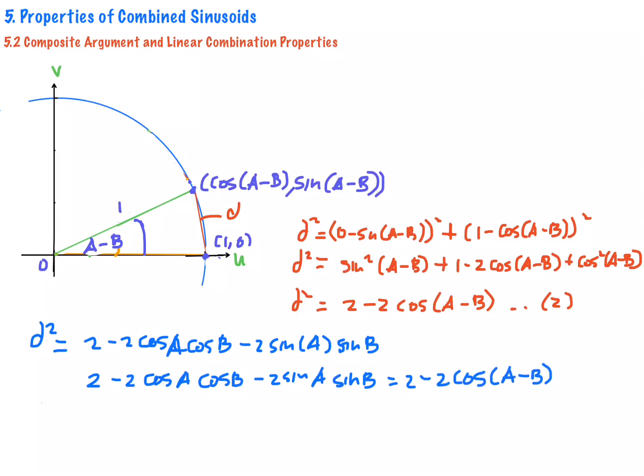By the algebraic properties, you can subtract both sides by 2 and then divide both sides by negative 2, and then we'll get cos A cos B added with sin A sin B equal to cos(A minus B). This is the mother of all trigonometric functions that we are going to learn in this chapter, but this is the beginning.